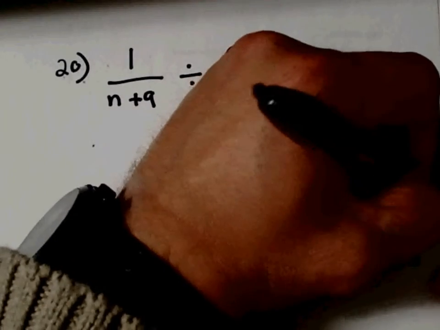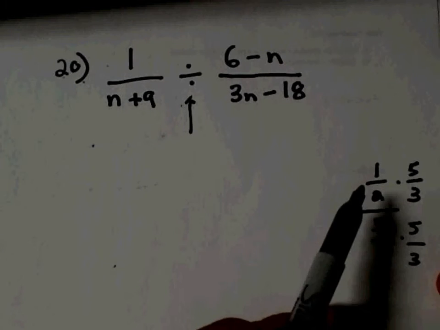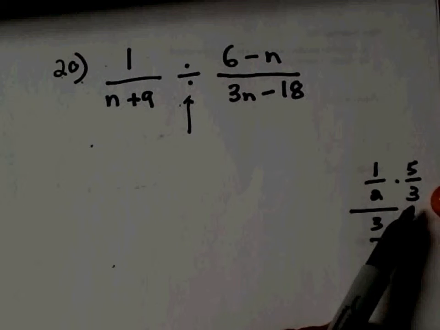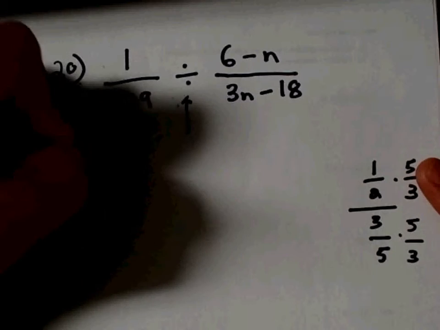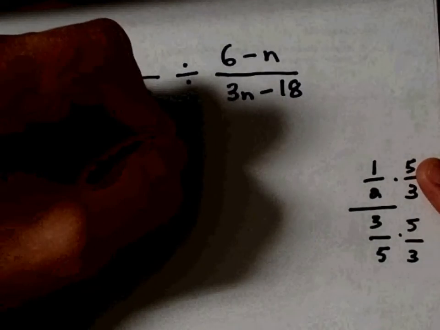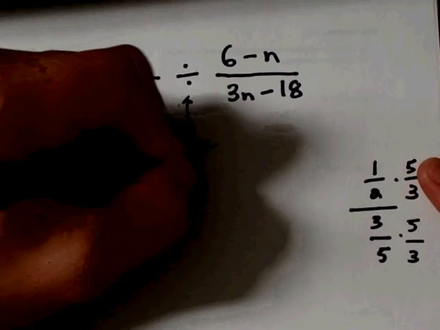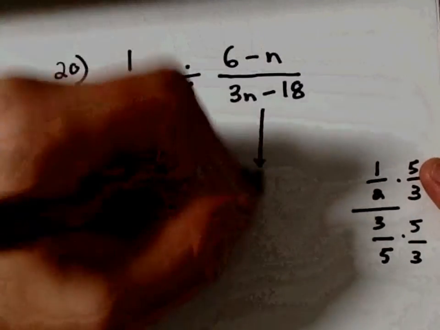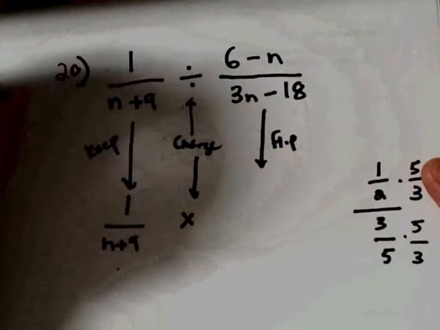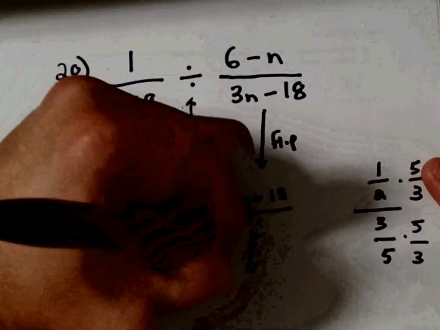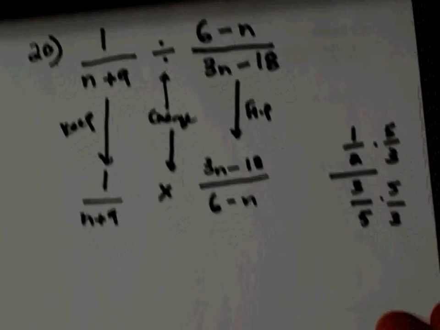And so what happened is I kept the original fraction, I flipped the sign of the operation, and I flipped the denominator. Okay? So we had a keep, we changed the sign to multiplication, and we flip the bottom fraction. Okay? Flip the bottom fraction.